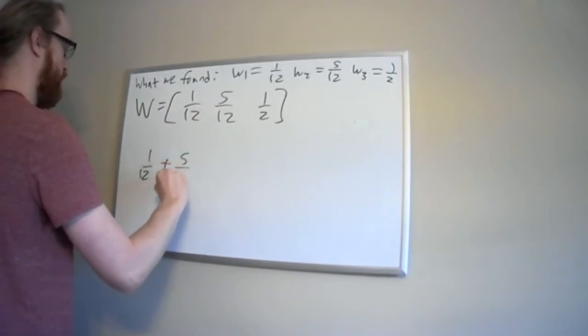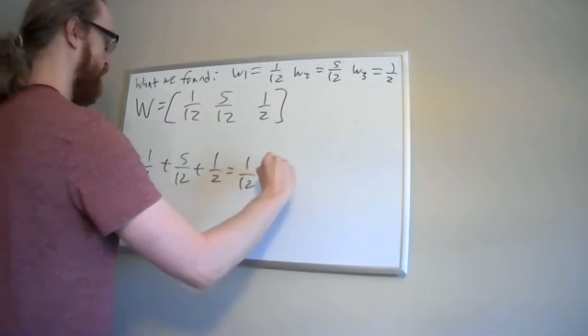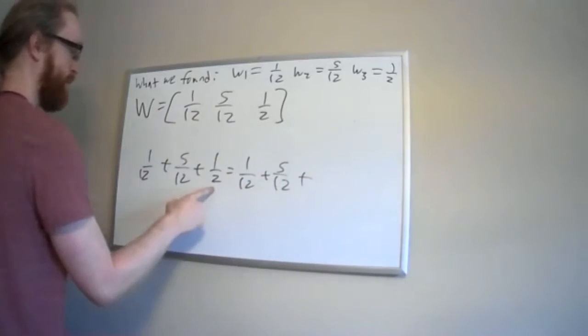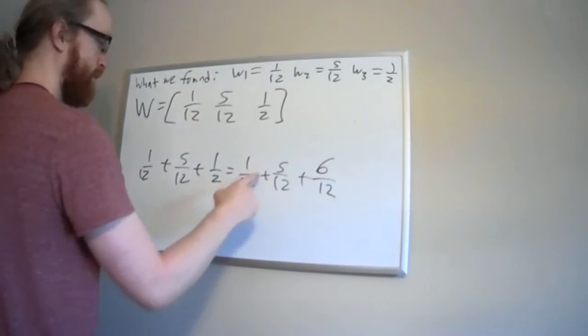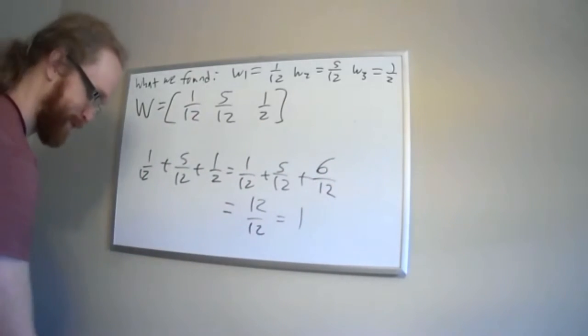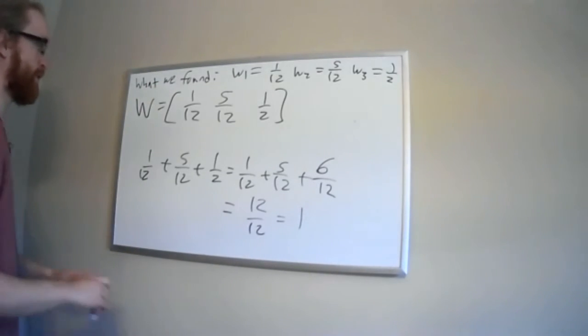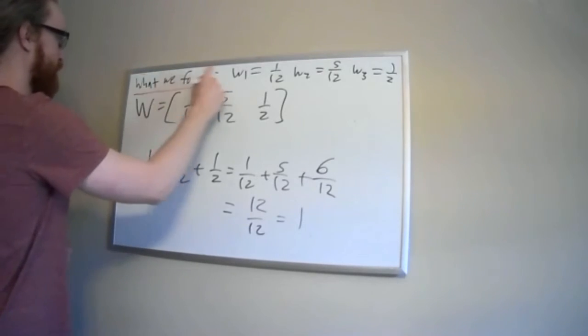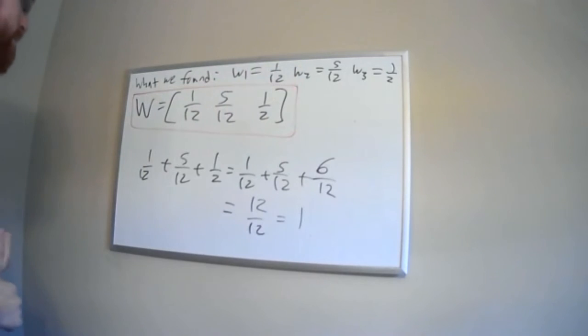1/12 plus 5/12 plus 1/2. First, 1/12 plus 5/12. I need a common denominator. That's 6 over 12. 1 plus 5 is 6. 6 plus 6 is 12. So that's 12 over 12, which is 1. So it looks like everything is good. This answer makes sense. And so I feel confident in concluding that this really is the stable vector. And so we are done with the problem. We found the stable vector.